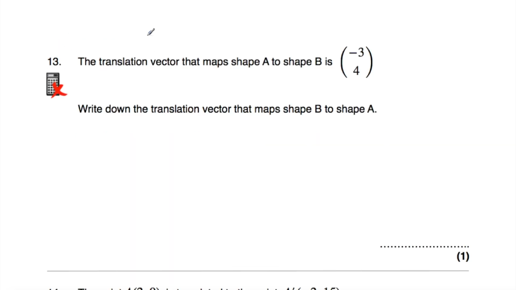Question number 13 says the translation vector that maps shape A to shape B is -3, 4. So that means 3 squares to the left and 4 squares up. And then the question says, write down the translation vector that maps B onto A. So we want to go the opposite way. So instead of going 3 to the left and 4 up, we're going the opposite way. So we would go 3 to the right and 4 down.